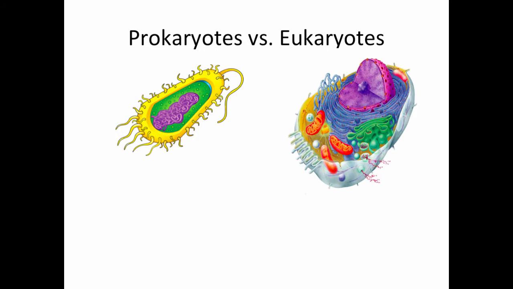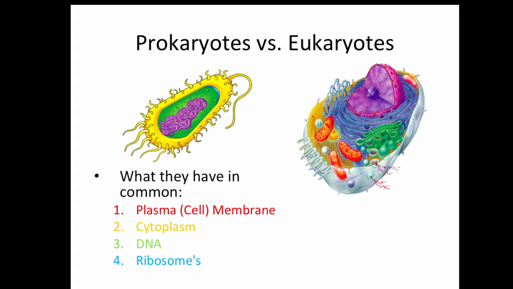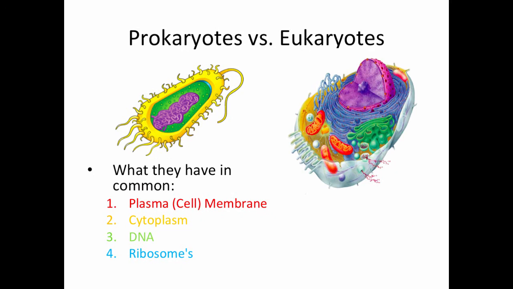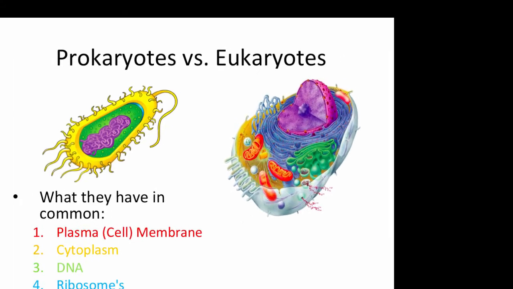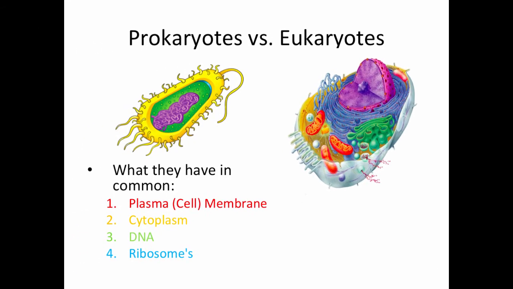Let's take a peek at these prokaryotic and eukaryotic cells. The cell on the left is a prokaryotic cell. As you can see, there's not a lot to it, whereas the cell on the right is a eukaryotic cell, chock full of organelles. What do these two cells have in common? They both have a cell membrane, also known as a plasma membrane. They both have cytoplasm, DNA, and they both have ribosomes.